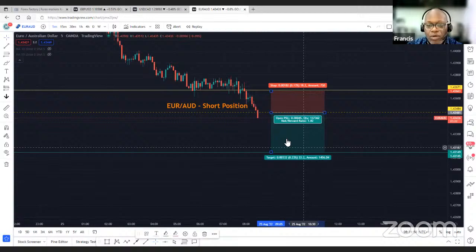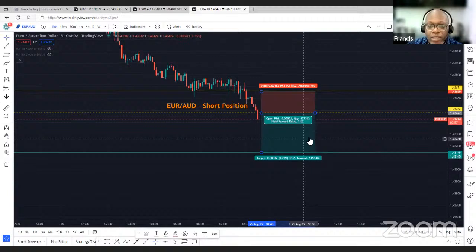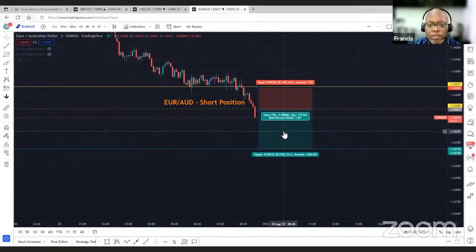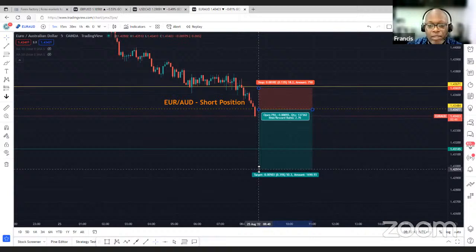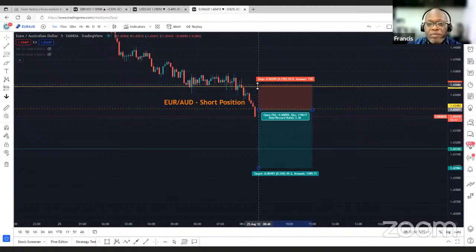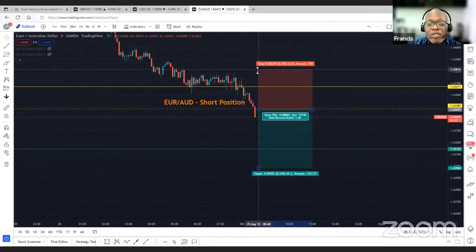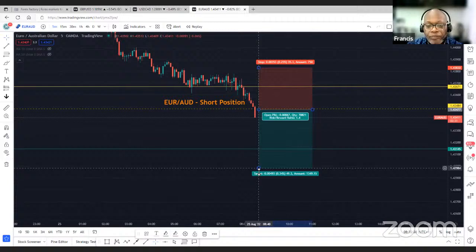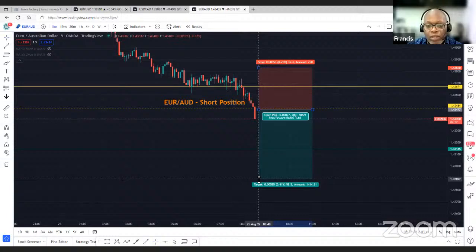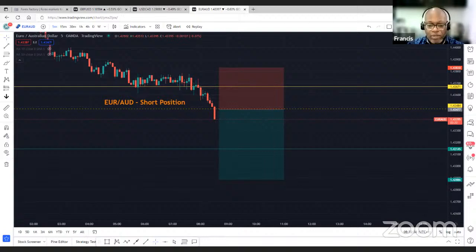So I trust you guys are in. If you're watching, I trust you're in. Let's say, a 35 pip stop loss, and we're using a 60 pip take profit. So we are in already, guys. Let me enter the trade on all my brokers.